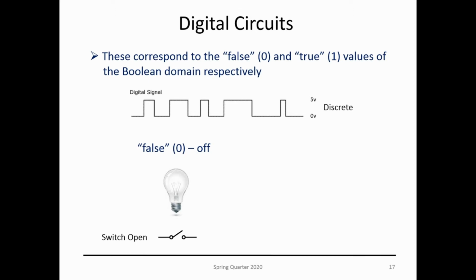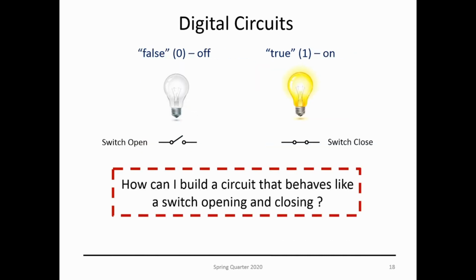And we have this concept of on and off, so switch open and switch closed, so true or false. And how can I build a circuit that behaves like this switching, opening and closing, so I can have this 0 and 1, this binary information inside of my digital circuits?